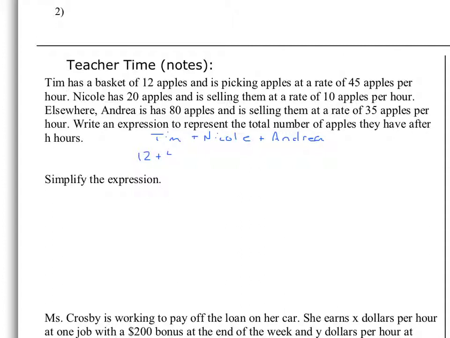Now, he's adding 45 apples, but over time, he's going to add more than 45 apples. He's adding 45 apples per hour. So how can I figure out how many apples he picks based on the number of hours? What am I going to have to do here? What part of this expression is going to tell me how to figure out how many apples he's picked after H hours? How can I figure that out? How can I figure out how many apples he's picked after H hours? Ayla, what do you think?